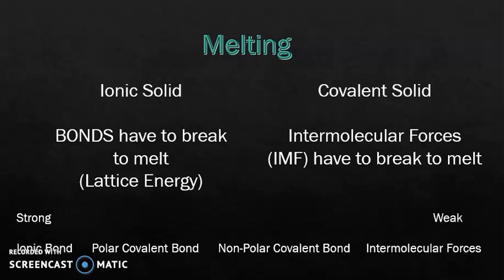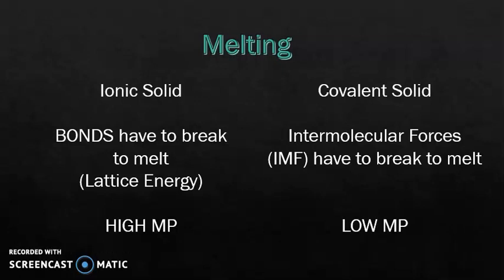Now down at the bottom, I just put up here a little bit of a ranking system for you. Your strongest forces all the way down to your weakest forces. Again, your strongest force that we know is going to be an ionic bond. Your weakest force is going to be an intermolecular force, the forces that hold covalent molecules together. So ionic solids will tend to have high melting points because it takes a lot of energy to actually break those true bonds, whereas covalent solids tend to take a little bit of energy, lower melting points, the temperature at which it's going to melt, low amount of energy because we're breaking intermolecular forces instead.